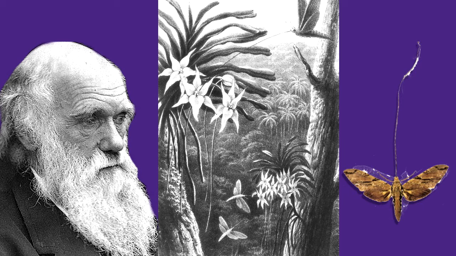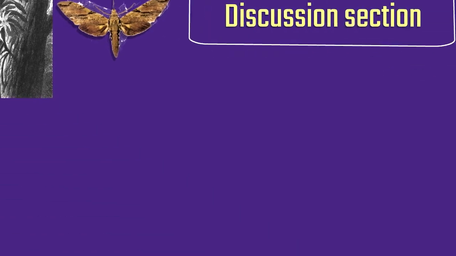Based on that, in 1867, Alfred Russel Wallace published an article in which he supported Darwin's hypothesis, remarking that such a moth, the African sphinx moth, exists in Madagascar. So reading the discussion section is really helpful.